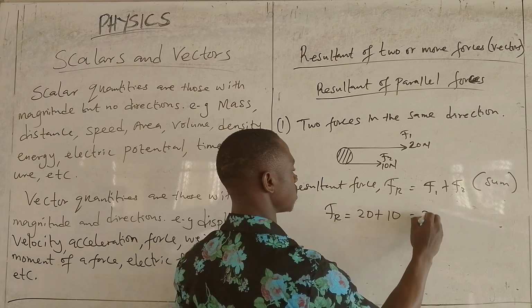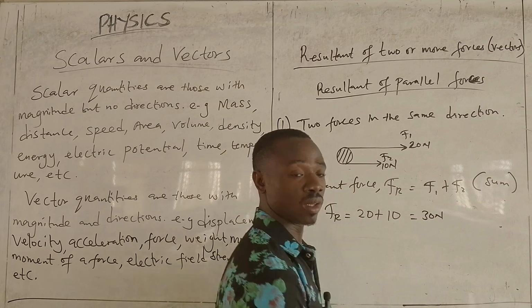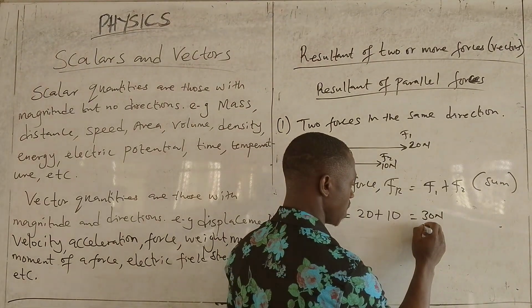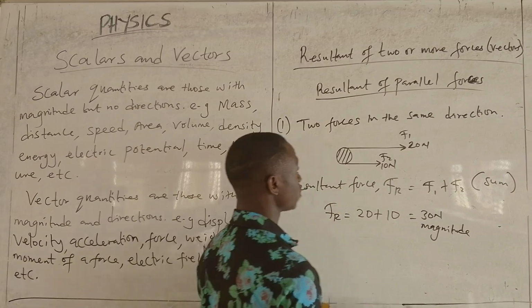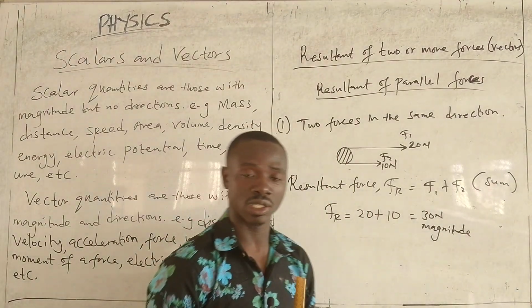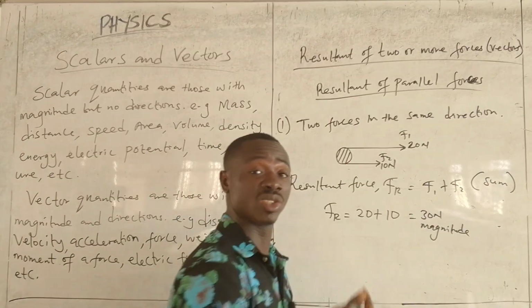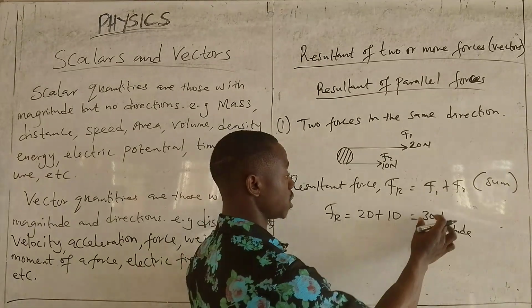And that's going to give us 30 Newton. Now, this 30 Newton is just magnitude. This is just the magnitude. You are not done. If they ask to find the resultant, you must express the resultant both in magnitude and direction. So what's the direction?